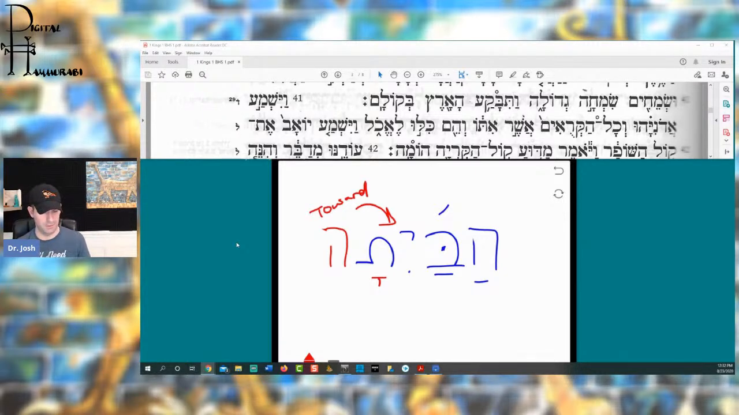Other examples. So kedem is east. So kedma would be to the east. Kedem is east. Kedma is eastward or to the east. So habaita is to the house.